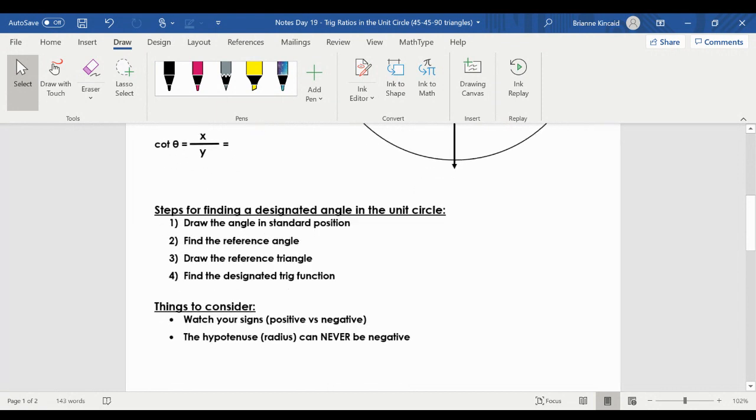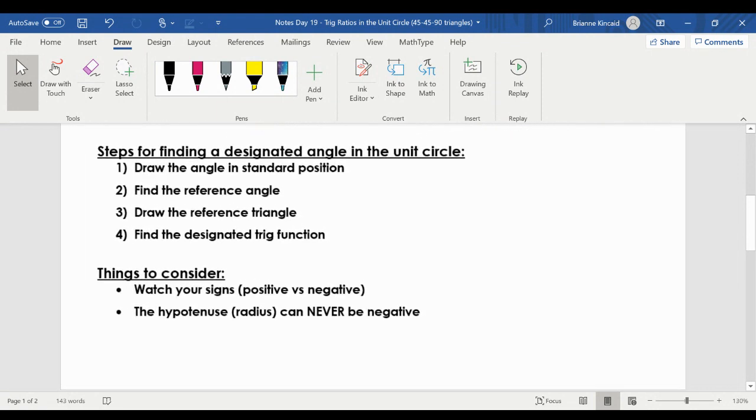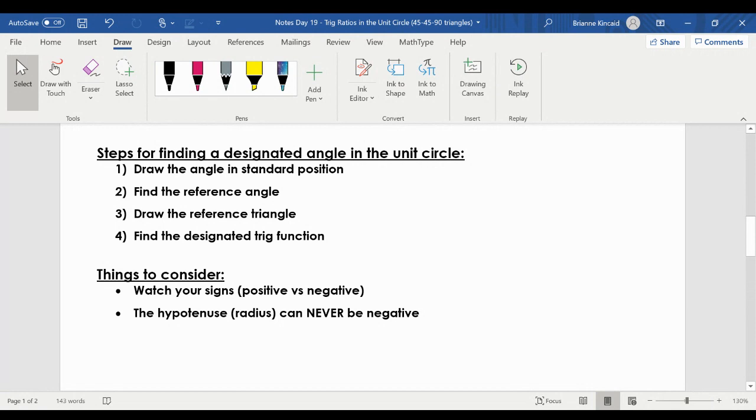Now, how we find designated angles in a general circle. The first thing we're going to do is draw the angle in standard position. If it's in radians, remember we need to convert it to degrees first, unless you have your radian measurements memorized, which we do so many of these that eventually you probably will. We draw in the reference angle. From that reference angle, because it's always going to be 30, 45, or 60. In this video, we're going to focus on the 45. The next video, we'll focus on 30 and 60.